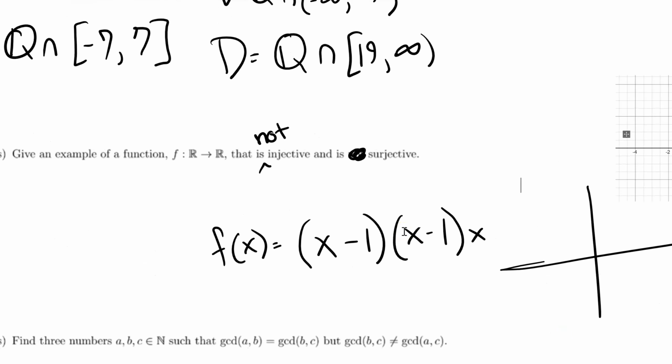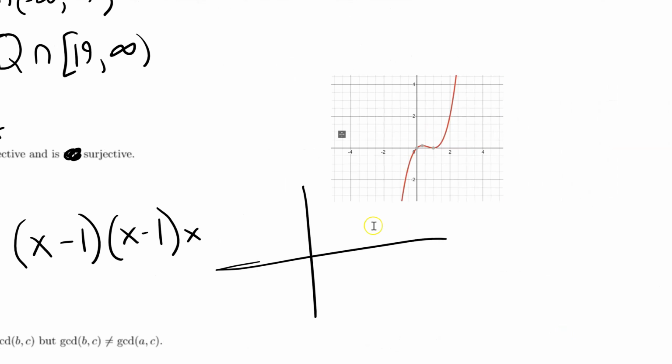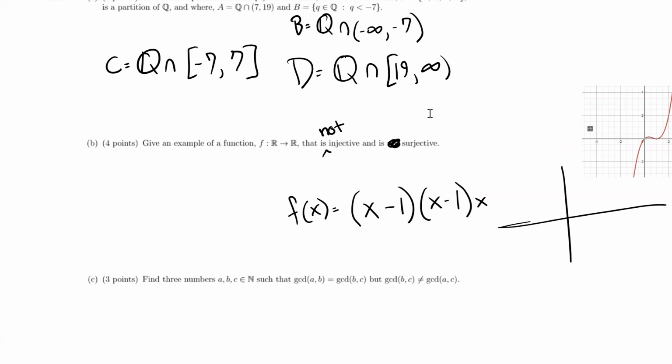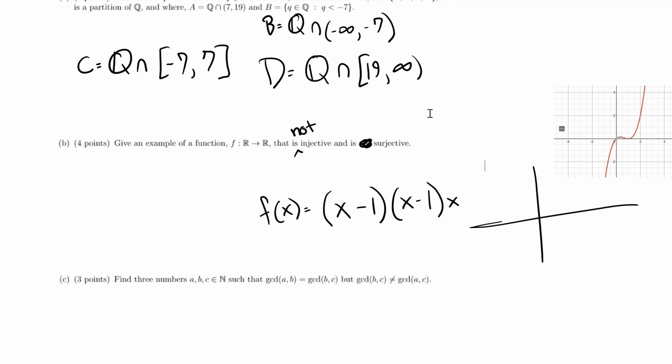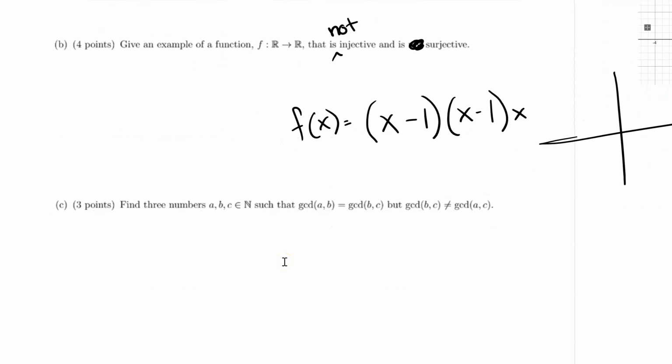That's nice. So this is surjective because it hits everything on the y-axis, but it is not injective because x equaling 0 and x equaling 1 both send this to 0. Okay. All right, find 3 numbers such that GCD of A, B does not equal GCD of B, C. Oh, interesting. Okay. So these are the same. Okay, so let's just try something.